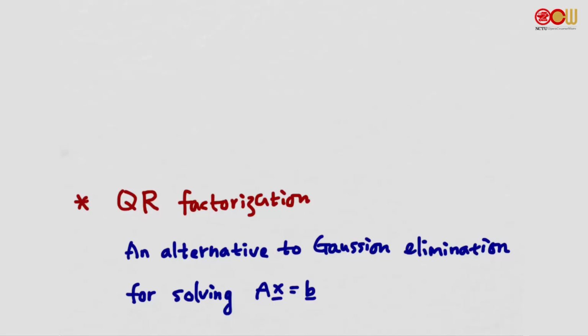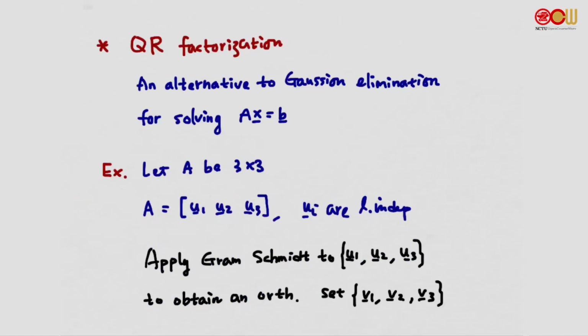A byproduct that we can get from the Gram-Schmidt process is QR factorization. And this is also an alternative to Gaussian elimination for solving systems of linear equations. Let's use one example to explain what QR factorization is. Suppose A is a 3x3 matrix, has 3 column vectors, u1, u2, u3, and these vectors are linearly independent. Then we can apply Gram-Schmidt to these vectors and obtain an orthogonal set v1, v2, and v3.